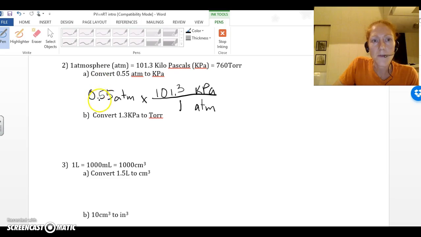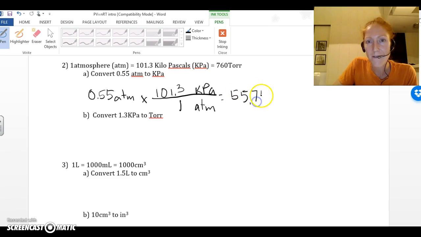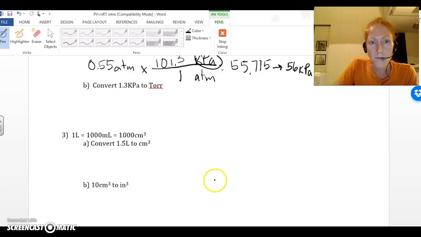All right, so then I would go 0.55 times 101.3 divided by 1, but you would never type in divided by 1. And the answer I got from that was 55.715. We're going to round that because this number right here only has 2 measured digits. They're called 2 significant figures. So we're going to round that to this guy right here. Since this is bigger than 5, that 5 is going to go up. So we got 56, and my unit is kPa, kilopascals. Okay, 2 done.